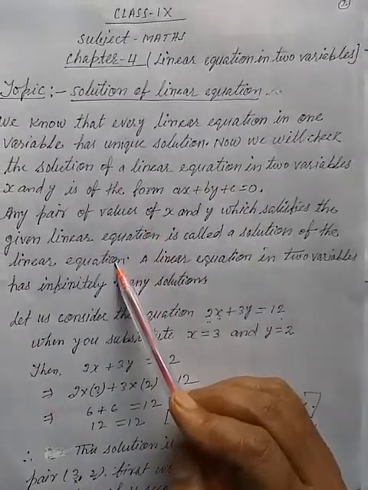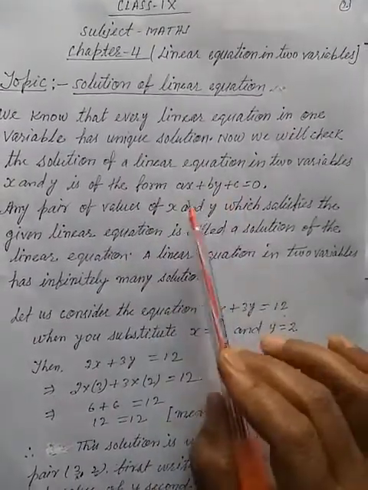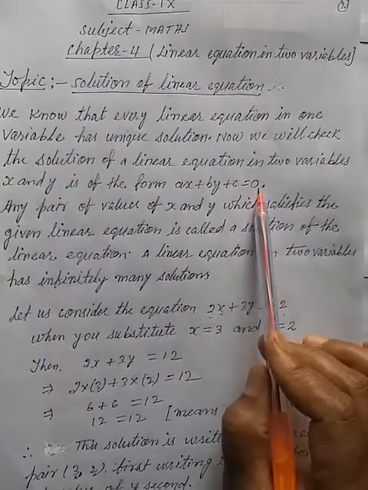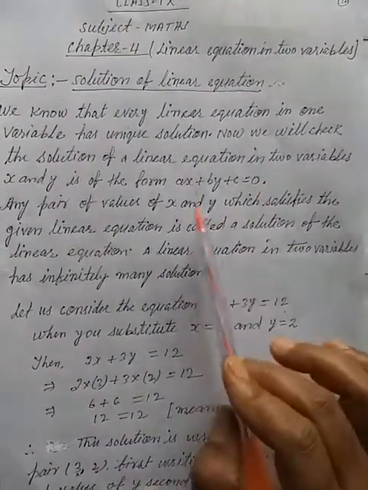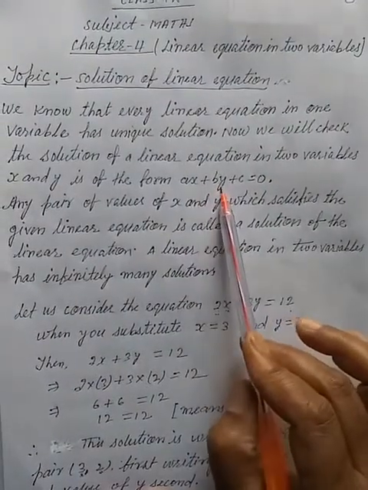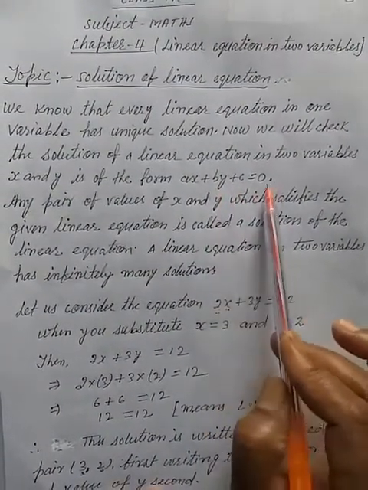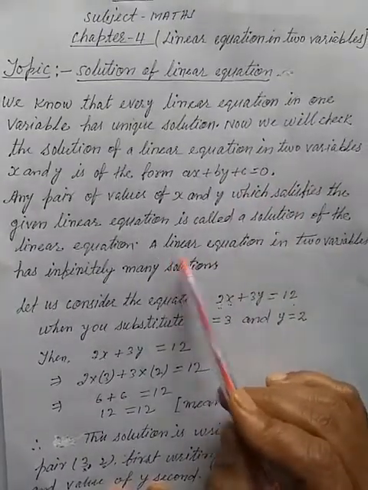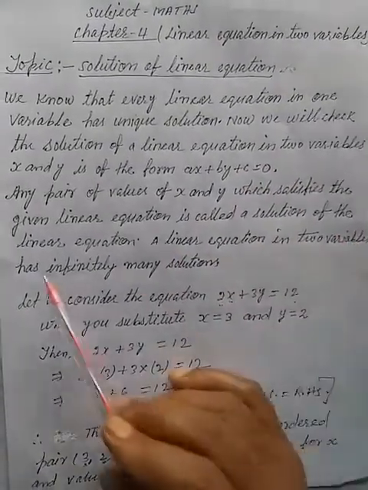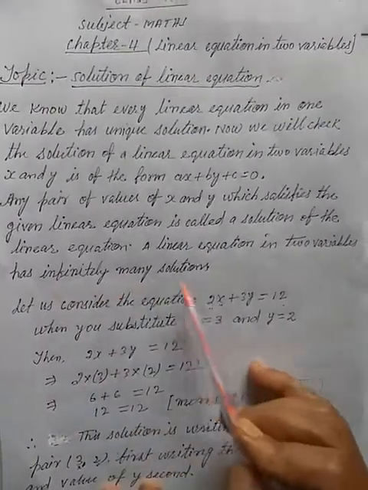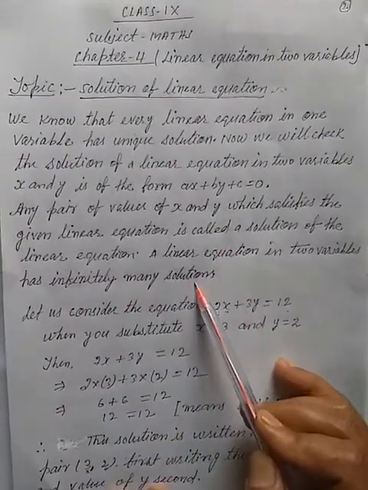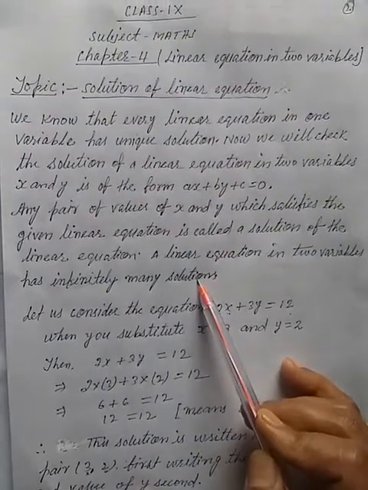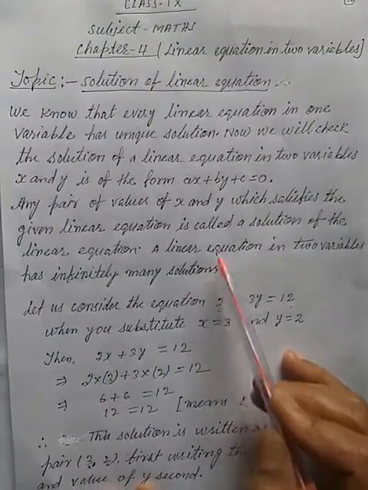Students, suppose you want to check an answer. Put the values of x and y in, then simplify. If 0 comes, it means the equation is satisfied. Now, a linear equation in two variables has infinitely many solutions. This is the main point: such an equation has so many solutions.